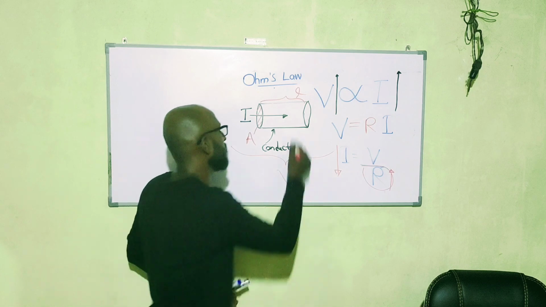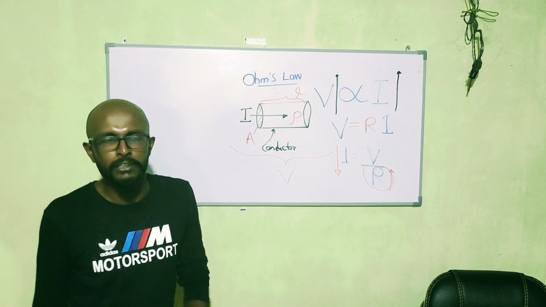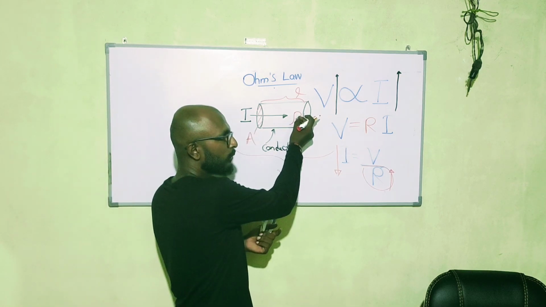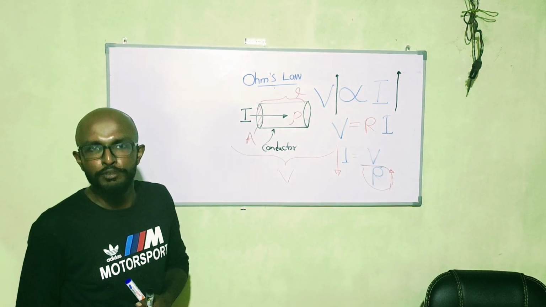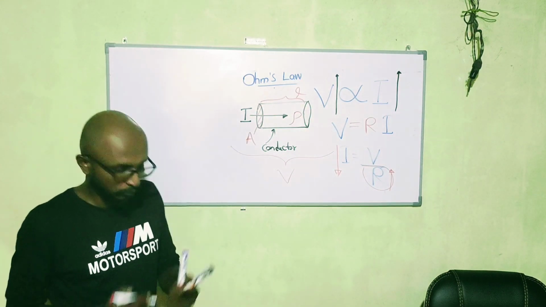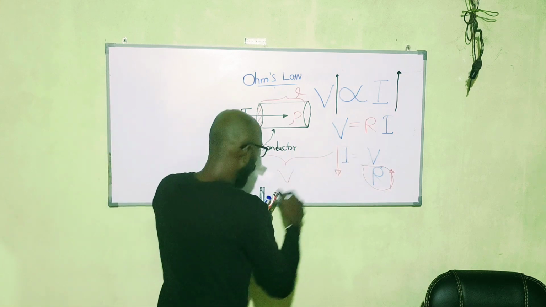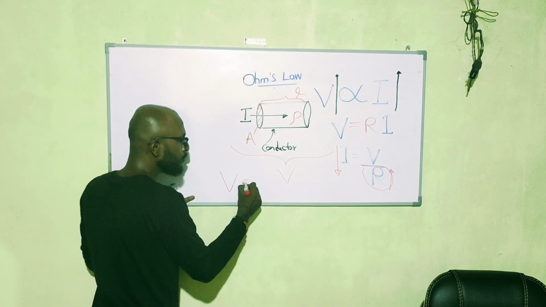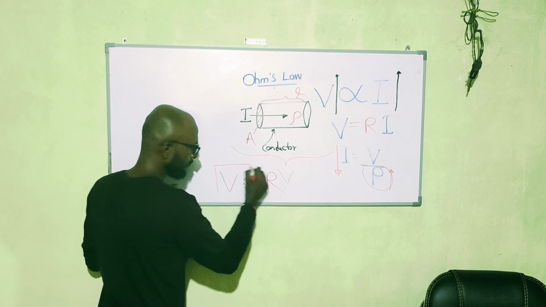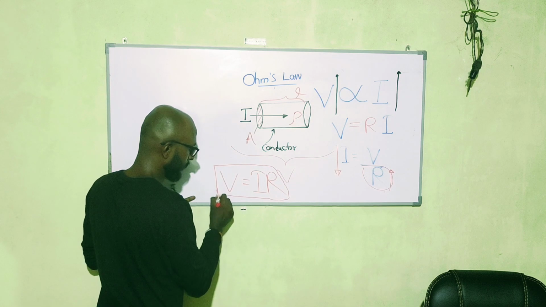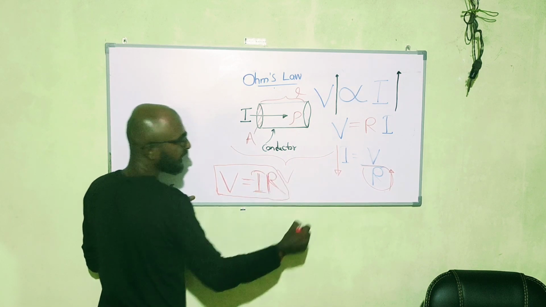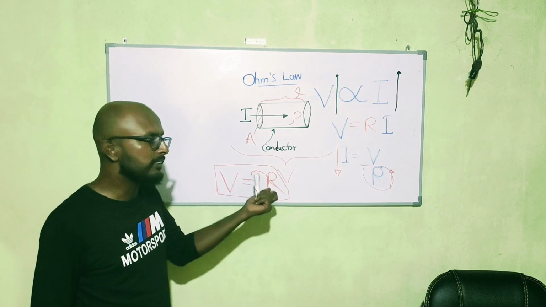We call that the rho. If you are taking A material, that rho is a different type. If you are taking B material, that rho will be different from that A value. So from that we take Ohm's law as V equals IR: voltage equals current into resistance, and we are taking this R as the resistance.